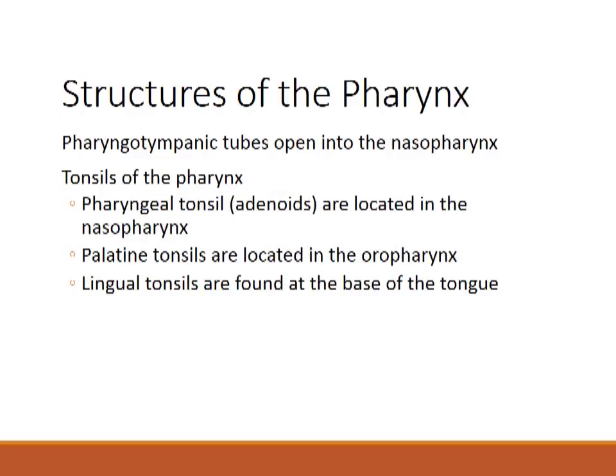The pharyngotympanic tubes open to the nasopharynx. These are the tubes that run from the ear down into the nasopharynx. We have tonsils of the pharynx. We have the pharyngeal tonsils or the adenoids, which are located in the nasopharynx. We have the palatine tonsils that are located in the oropharynx, and the lingual tonsils, which are found at the base of the tongue.